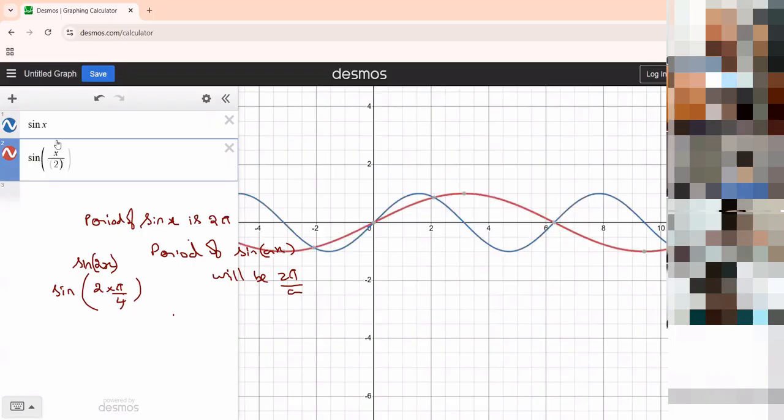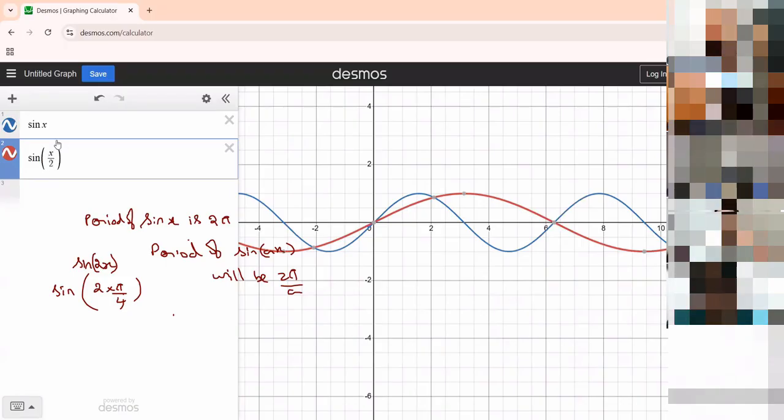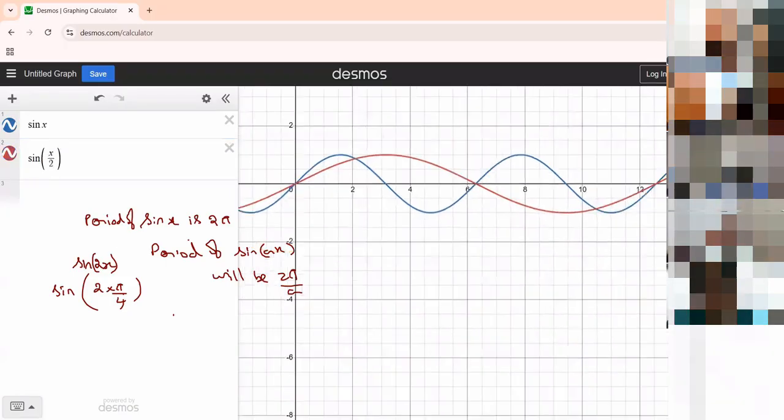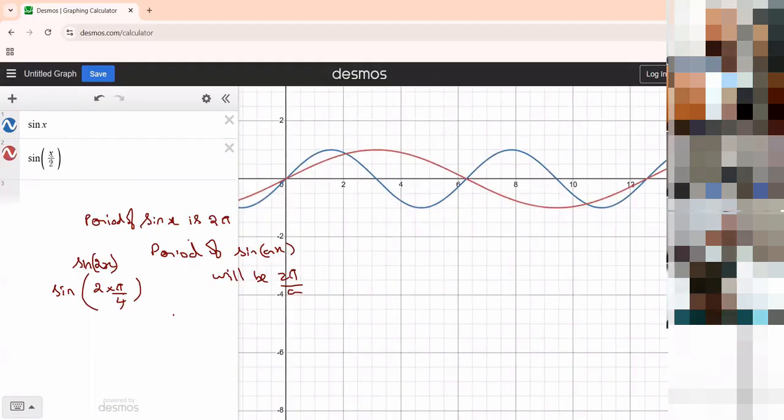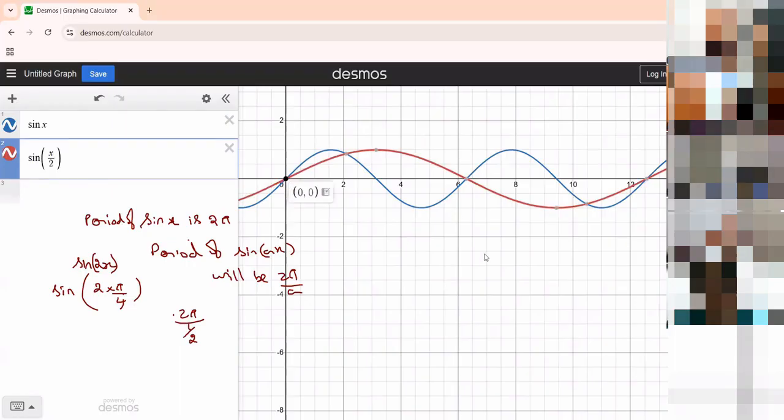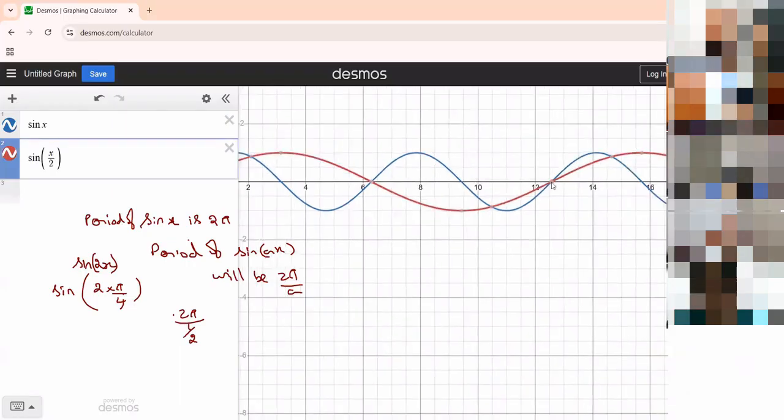So you can see what's happening at sin of x by 2. What is happening, people? Can you see that? Yes, sir. Now the period has become doubled because the multiplier here was 1 by 2. If you divide 2 pi by 1 by 2, what will happen? It becomes 4 pi, isn't it? You can see 0 to 4 pi, the stretch out happening, correct?